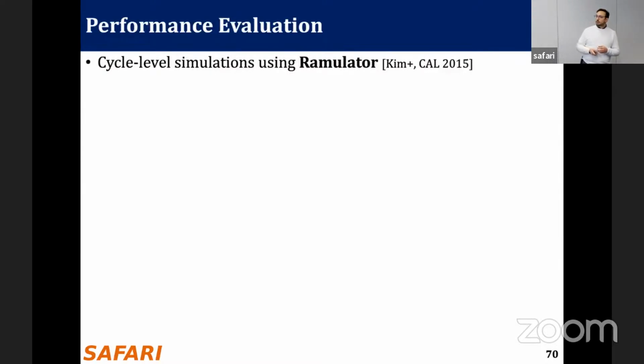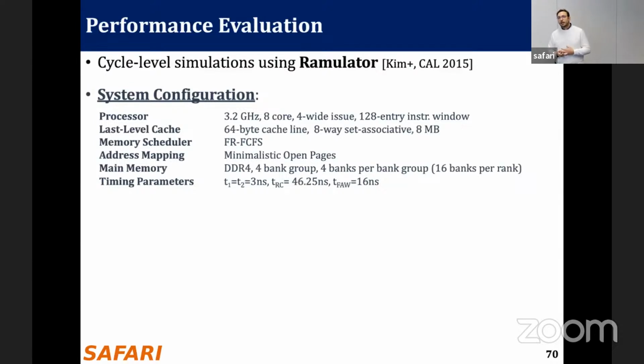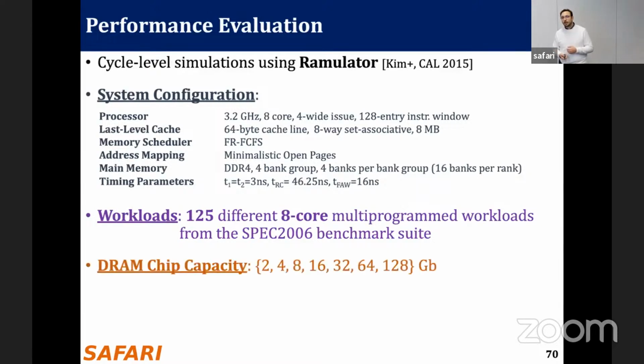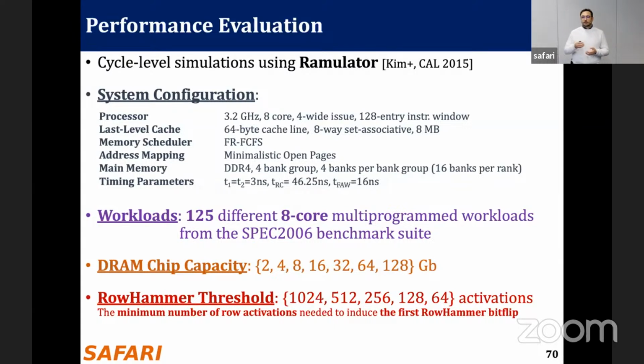Okay, so this is the performance evaluation of HiRA. So we again perform cycle-level simulations using Ramulator to see our performance benefits, and we simulate the system configuration, and we come up with 125 different 8-core multiprogram workloads from the SPEC benchmark suite. And we sweep through 2 parameters. One of them is DRAM chip capacity. We increase DRAM chip capacity from 2 gigabit to 128 gigabit. And we reduce the RowHammer threshold from 1024 down to 64, which is very aggressive.